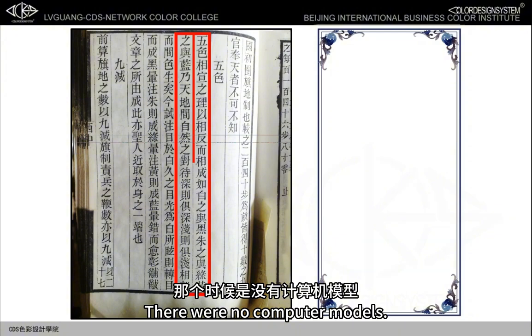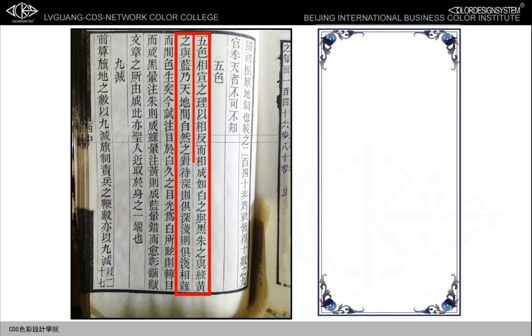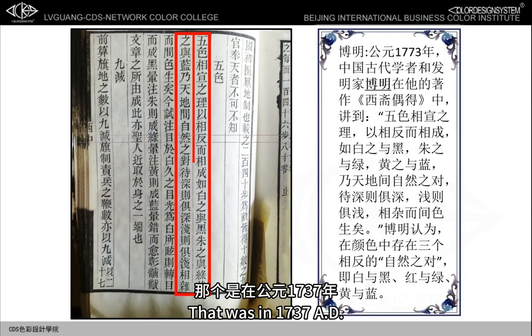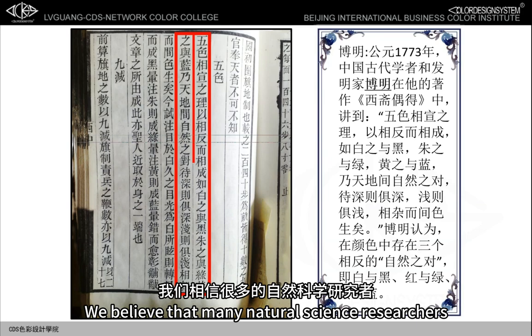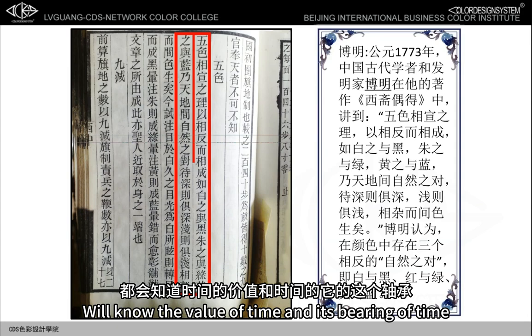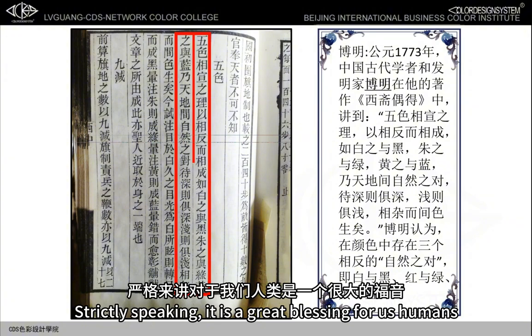There were no computer models, no color vision experiments, without our current color theory foundation and culture. That was in 1737 AD, published in the Shai Occasional. These are the core theories in this book. We believe that many natural science researchers will know the value of time and its bearing. We can have some of these perceptions and cultural expressions during this period. Strictly speaking, it is a great blessing for us humans.